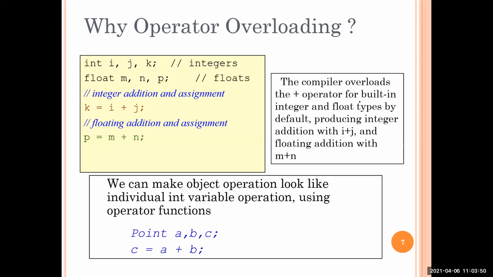Okay, so when we say the plus operator for the built-in data types, it is already overloaded. It means you can use it with integers, you can use it with float. There is no problem with that, right? And what is our objective now? That we should be able to use this operator with our own objects of our own classes as well, right?